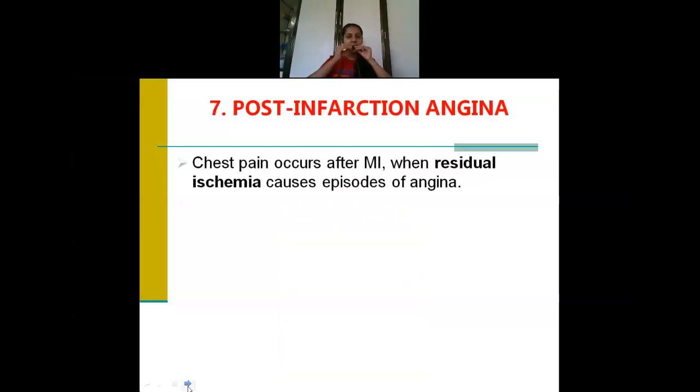Post-infarction angina is usually the chest pain that is seen after myocardial infarction or after a heart attack. After a heart attack, slowly the patient may be recovering, but because of the ischemia, there is a certain amount of ischemia or necrosis in the heart, isn't it? Because of that ischemia, they again get episodes of chest pain. That is called post-infarction angina.